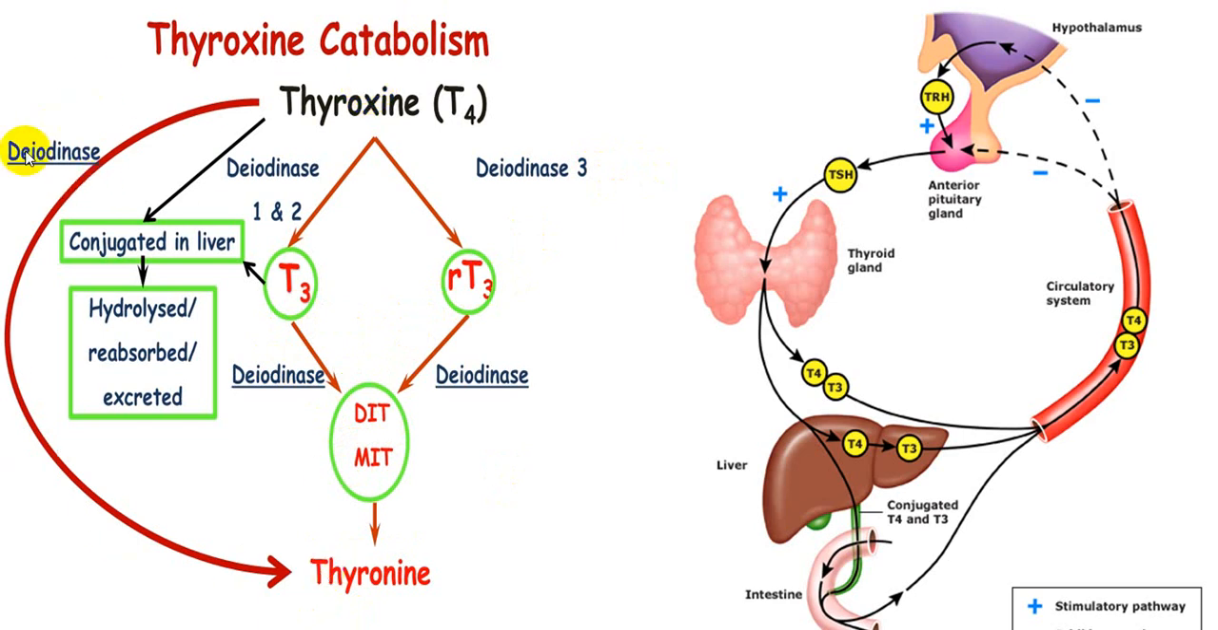T4 can also be directly converted into thyronine by deiodinase enzyme. So T4 can be converted by 4 steps: direct, deiodinase 3, deiodinase 1 and 2. So direct conversion, T3 conversion, reverse T3 conversion, and by the liver, and it can be excreted out in bile. So that is how it is working.